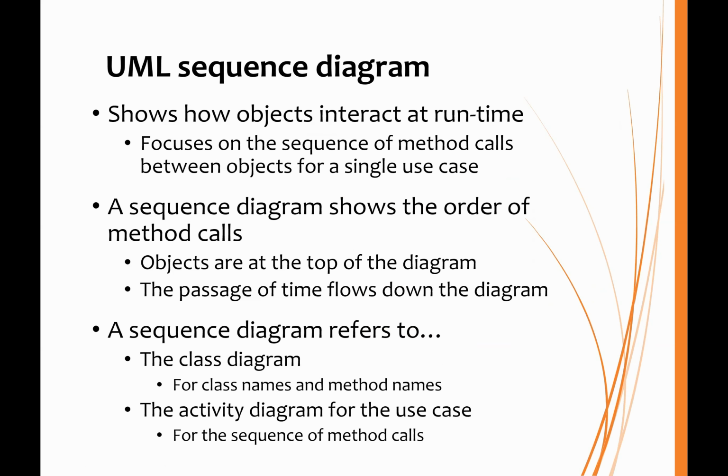A UML sequence diagram shows how objects of those classes will interact when the program runs. It's only a snapshot, but it gives us a good idea of how it works. What it focuses on is the sequence of method calls from one object to another in one use case. The sequence diagram will show the order of those method calls. What we have are objects in that diagram with a dotted line from that object, and that is its timeline. And the passage of time flows down the diagram. So higher up the diagram is earlier than lower down the diagram.